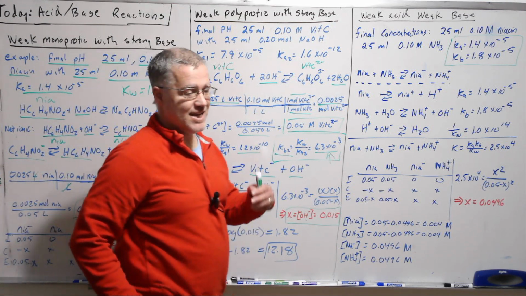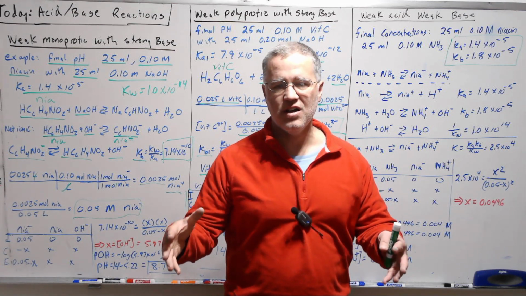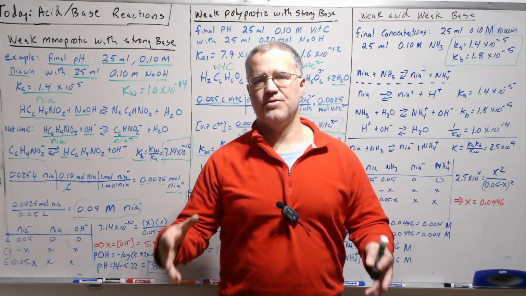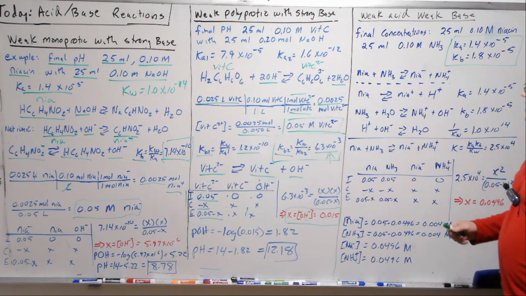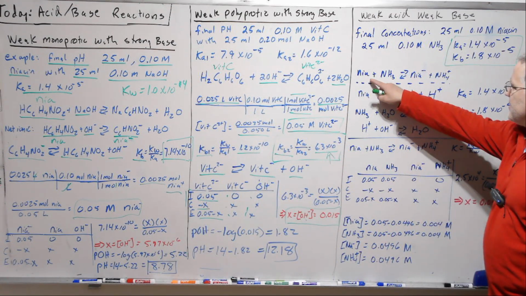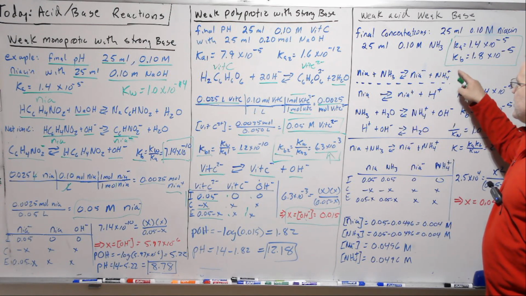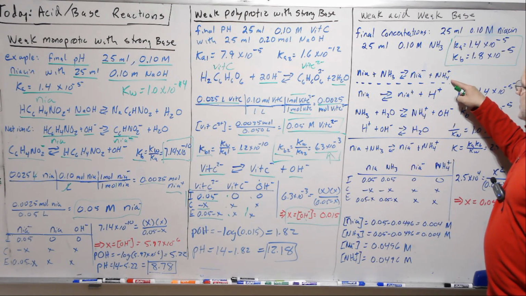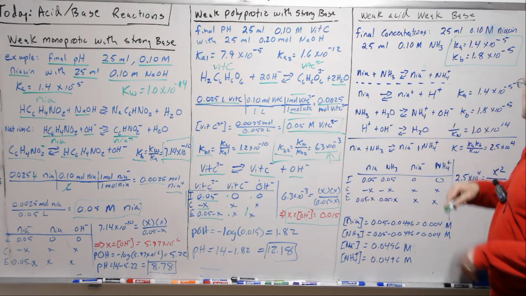Now, we can't do something like we did here because there isn't a strong, fully dissociating acid or base here. We have a multiple equilibrium. So let's write the reaction. Okay, niacin plus ammonia goes to niacin deprotonated plus ammonia protonated, or ammonium ion. But we don't know, so the question is, what are the concentrations? Well, we need to know the K, right?